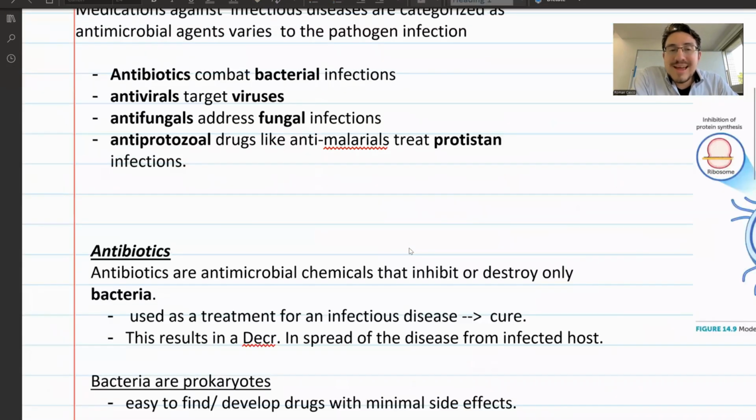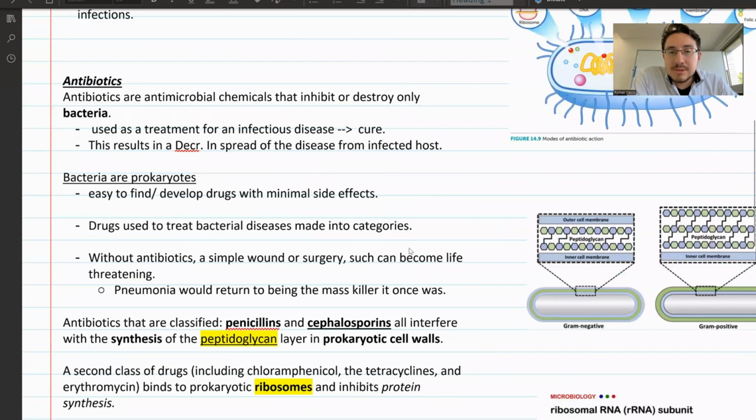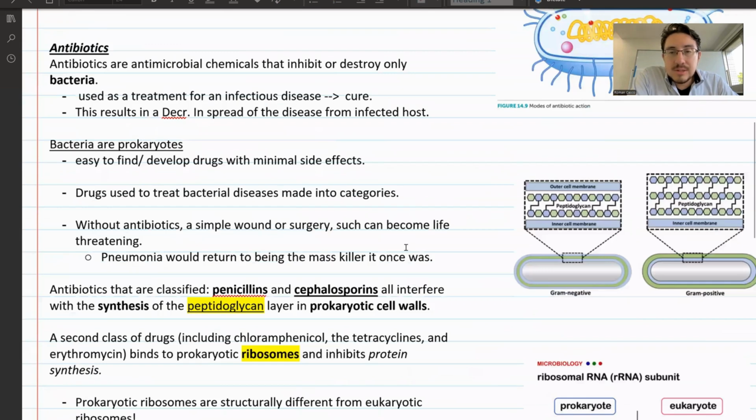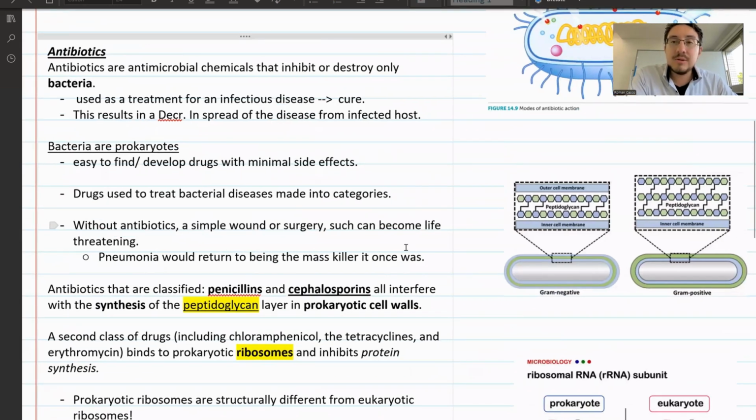So, in terms of antibiotics, I won't go into so much detail here, but you do need to know this. I've mentioned this before, we did a whole experiment on this. Basically, these are medicines that inhibit or destroy bacteria only, and the reason for that is the method of inhibition. So what are they used for? They're used to treat infectious disease. You can destroy the bacteria until you're cured, and as you break down and lower the population of bacteria, you decrease the spread of disease from the infected host to any susceptible host.